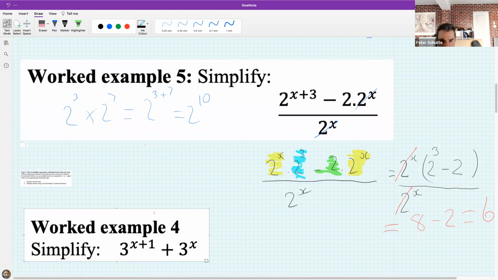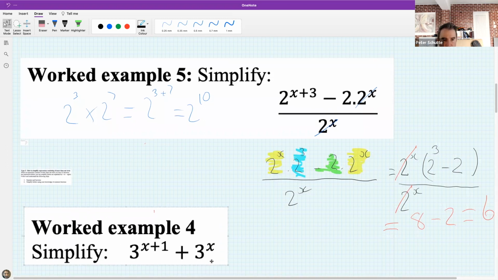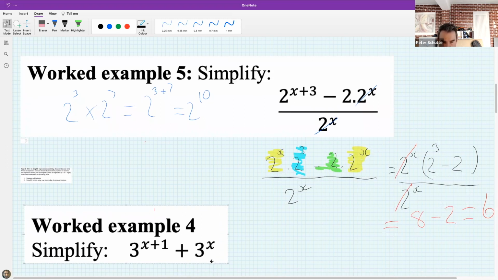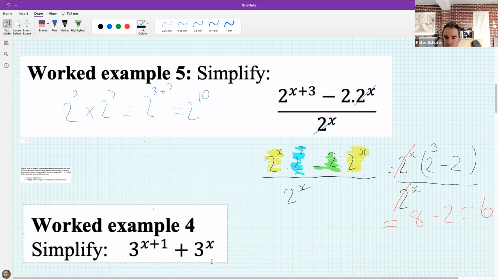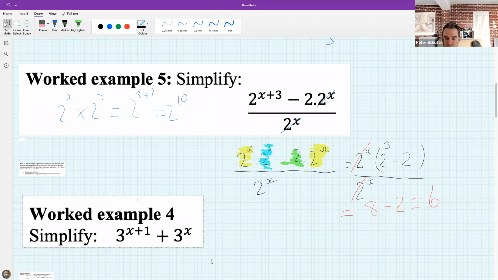I want you to try and simplify 3 to the x plus 1 plus 3 to the x. Notice how this is an addition with two terms, there's no multiplication. See if you can use whatever techniques you observed in the example above to help you. And then if anybody has a question, I see a hand is up from Kanya. So let's go to Kanya.